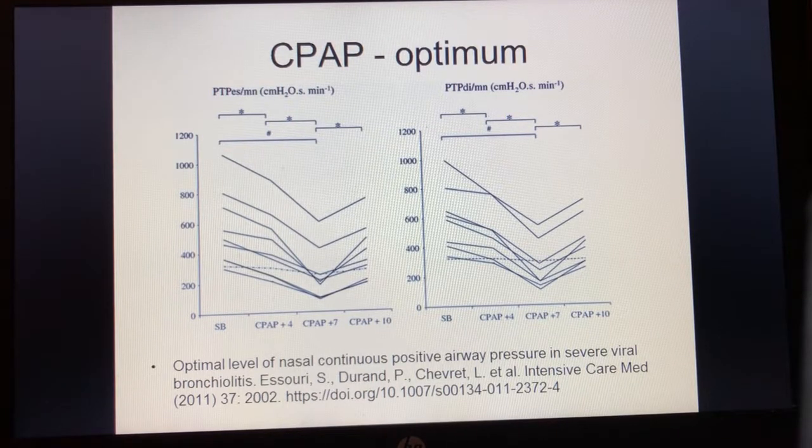And if they were given CPAP of 4, that was reduced, but it wasn't until they were given CPAP of 7 that this was significantly reduced even further towards more normal. By increasing the CPAP to as high as 10, although overall the work was reduced, it wasn't optimally reduced compared to 7. And the right-hand graph shows a similar function of PTP, but this time in the diaphragm, so offloading of the diaphragm by the use of CPAP of 7 compared to either 4 or 10.